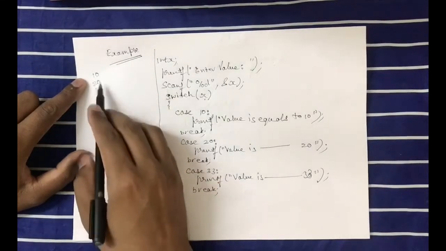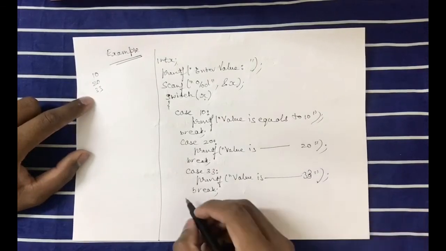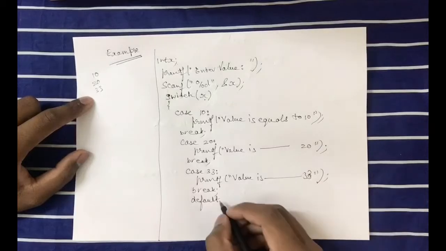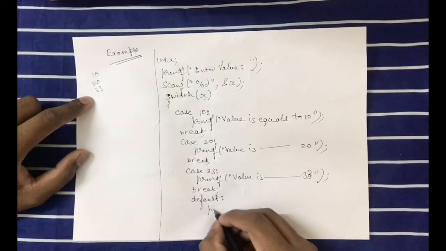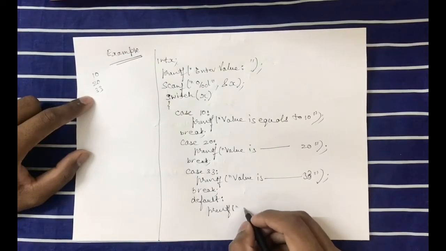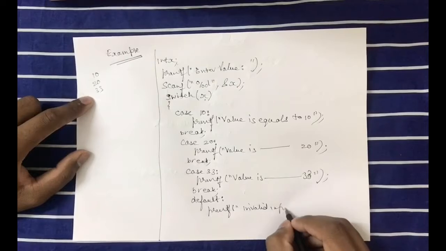I've written each and every command. Now there is no command left. Now I'll put the default command over here. If any of these values doesn't match, this default message would be printed. Whatever I give in the default block, it would be printed. I'm just printing invalid input.